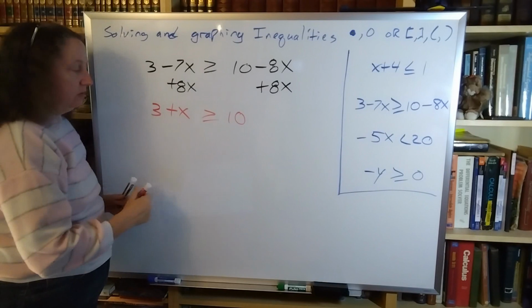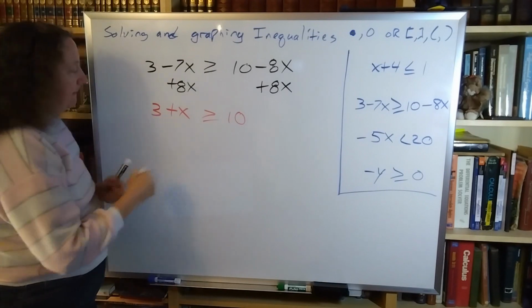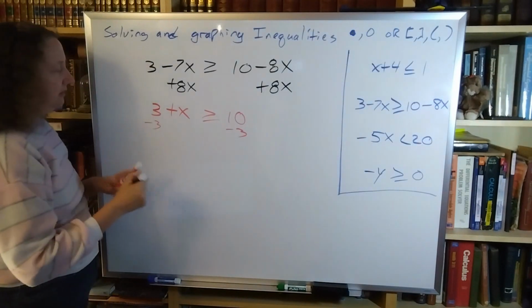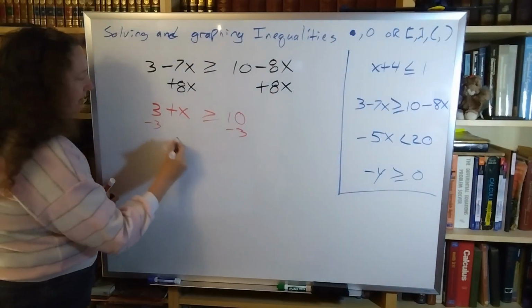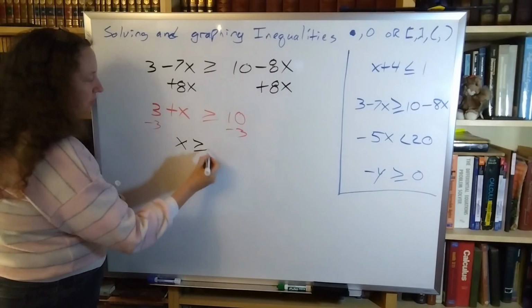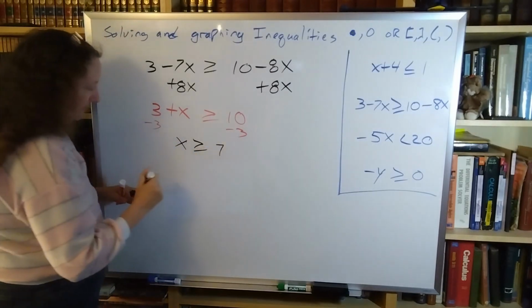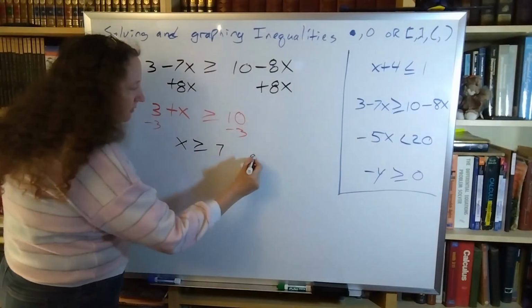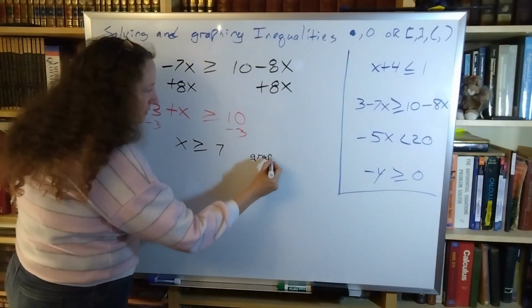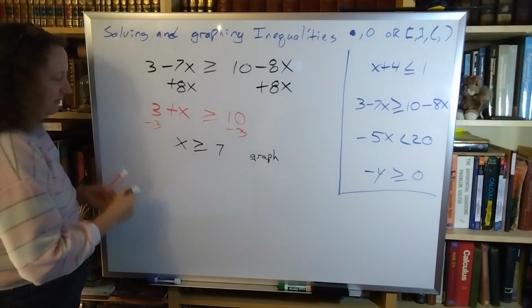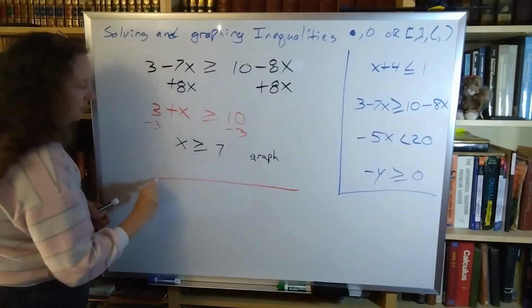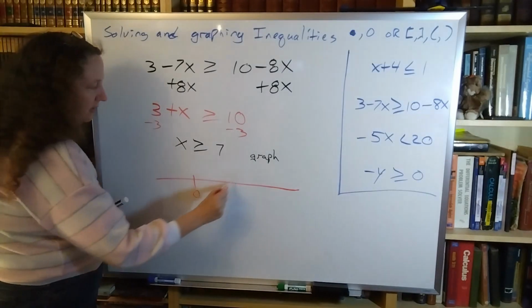This is a lot easier looking with the plus sign there. Get rid of my 3. You could have done that in the same step. And now I have x is greater than or equal to 7. And this is what I need to graph. So I have my number line. I have my 0. And I have my 7.